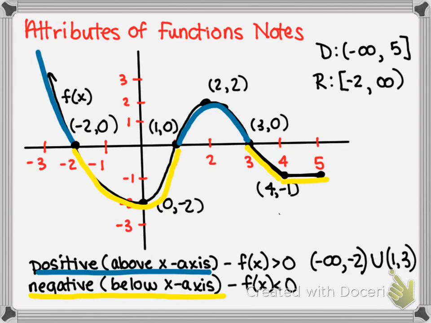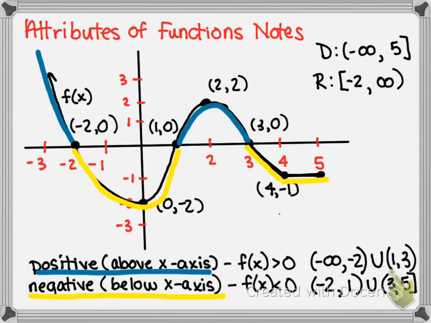So the graph starts being negative at an x value of negative 2. It stops being negative at positive 1. That first yellow interval goes from negative 2 to positive 1. The graph becomes negative again, or it crosses back below the x-axis at 3, and it goes until 5.